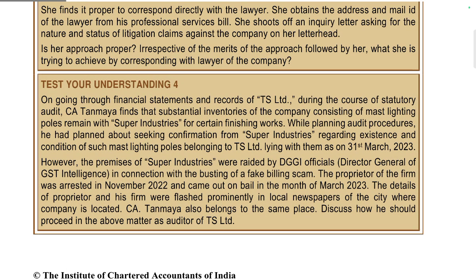During the course of the statutory audit, CA Thanmaya finds substantial inventory in the company, consisting of mast light poles, remains of Super Industries, and certain finished goods. While planning the audit procedure, he planned on seeking information from Super Industries regarding the existence and condition of the mast light poles belonging to the company lying there as at 31st March.